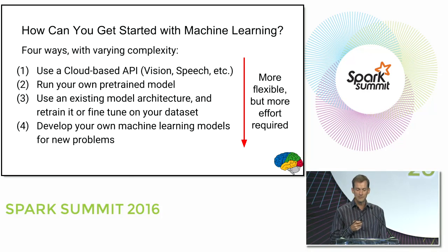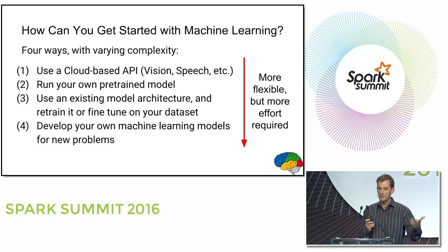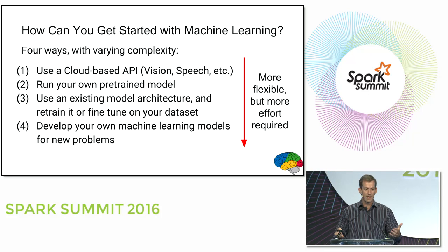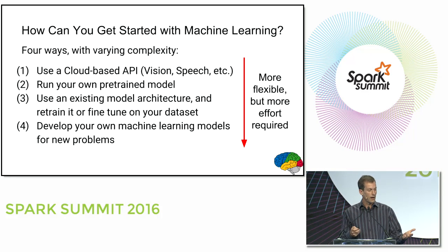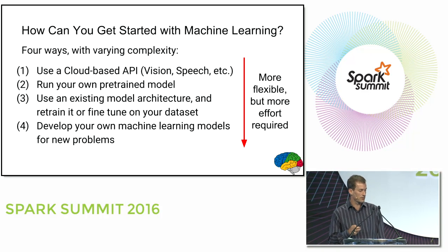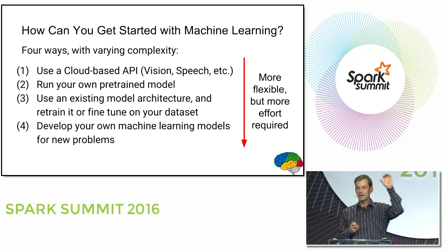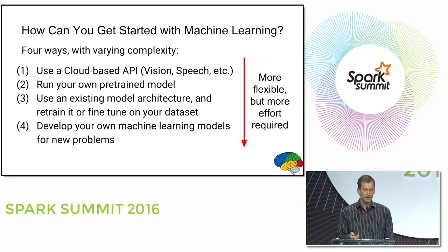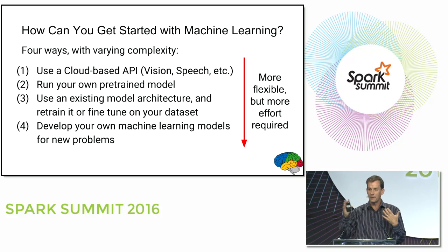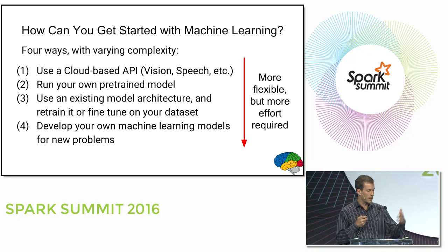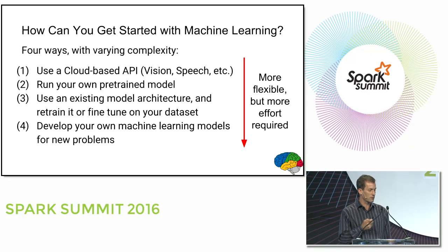OK, so how can you get started with machine learning? There are 4 ways, with varying complexity. One is using cloud-based APIs, where you don't actually do the machine learning. You let other people do the machine learning, like us, and then you use these APIs in your system. The second is to run your own pre-trained model, where we have trained the model and you just run it on your machines, but you're not actually doing the machine learning yourself. The third is to use an existing approach that has worked well in another domain and train it on your data so it works well for your problem. And the fourth is developing your own completely customized machine learning models. Obviously, as you go down, it's more flexible, but more effort is required.